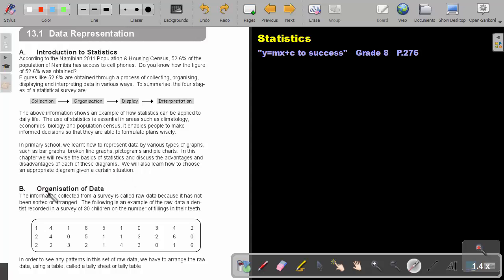Okay, let's look at organization of data. The information collected from a survey is called raw data because it has not been sorted or arranged. The following is an example of the raw data recorded by dentists in a survey of 30 children on the number of fillings in their teeth. There's the raw data. In order to see any pattern in this set of raw data, we have to arrange the raw data using a table called a tally sheet or tally table.